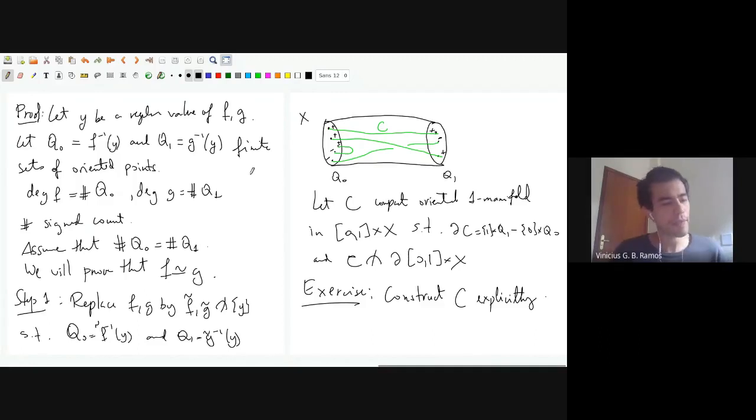Okay. Any questions about this? Do you understand how to construct C explicitly, or do I need to say anything else? Okay, so let me move on.